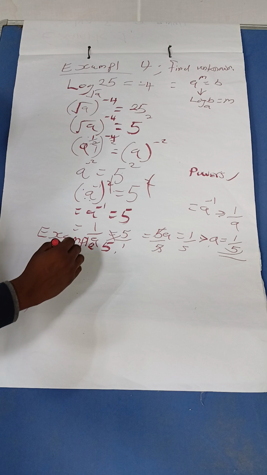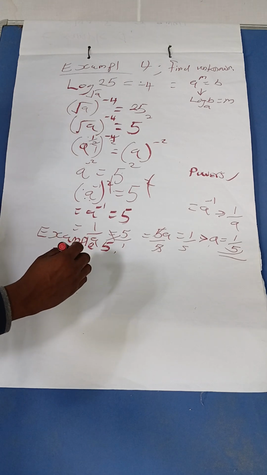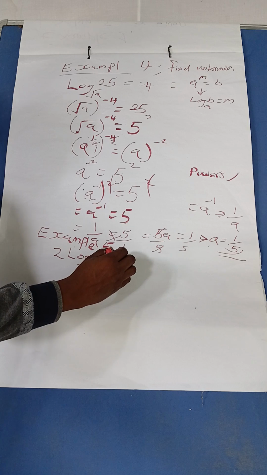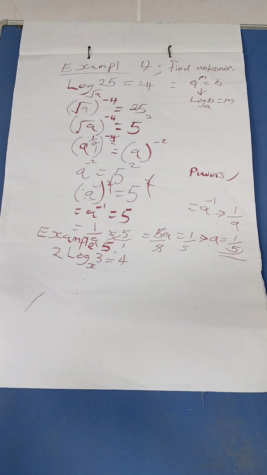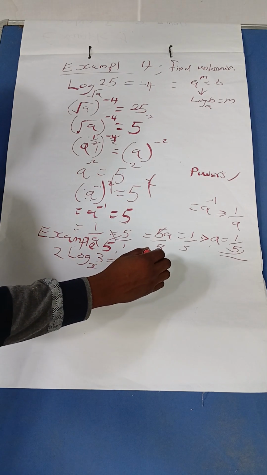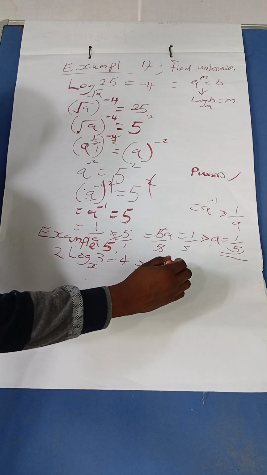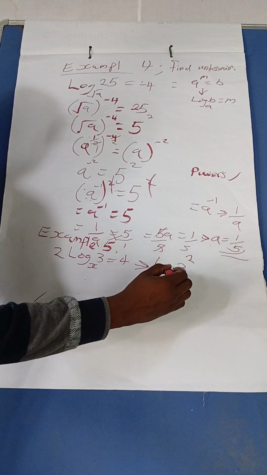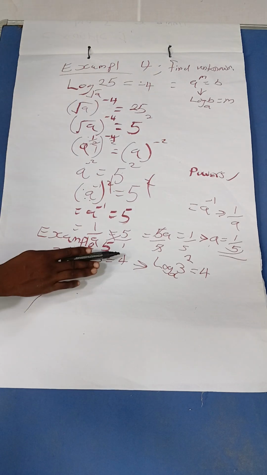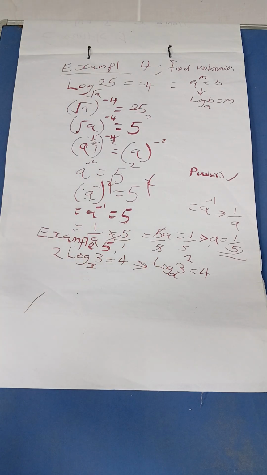We have 2 log 3 to base x is equal to 4. Good. Now you see we have 2 here. If you have 2 there, it is equivalent to log 3 power 2 to base x equals 4. So you see we have moved this 2 to the power, just the same as that.